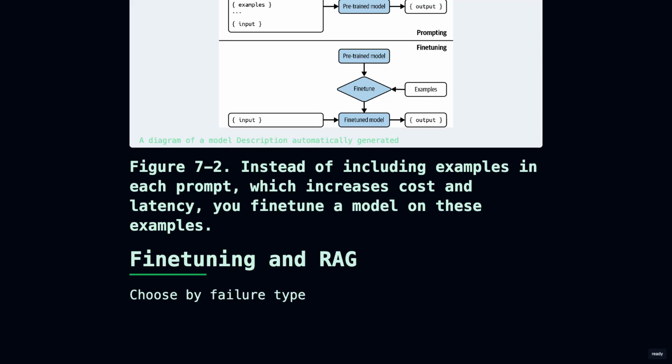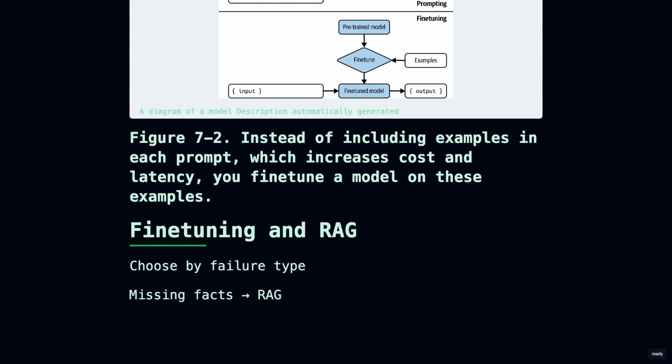The next step depends on why the model is failing. If it lacks facts, retrieval helps. If it has the facts but responds poorly, fine-tuning may be the better fix. When the model is wrong because it does not know the needed information, RAG can supply the relevant sources at answer time. That is the right tool for factual gaps and stale knowledge.